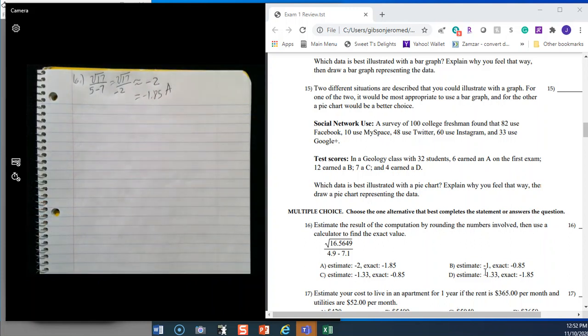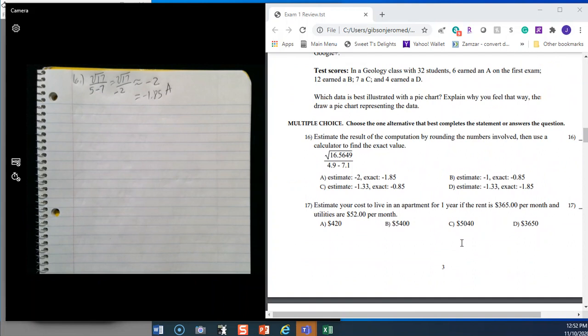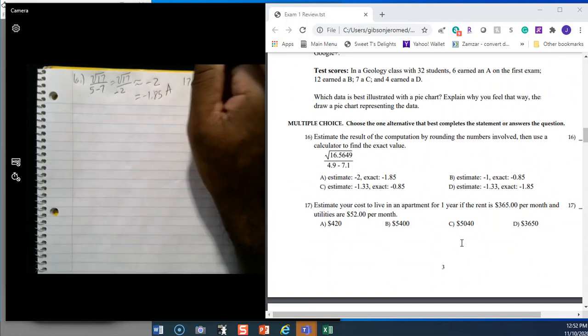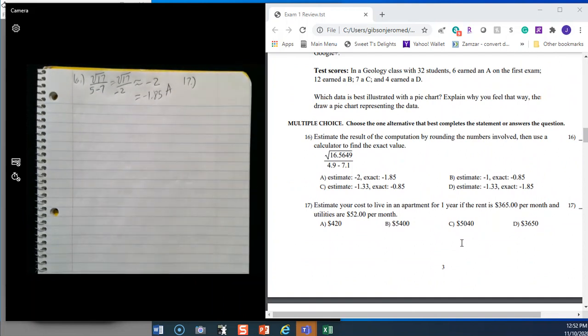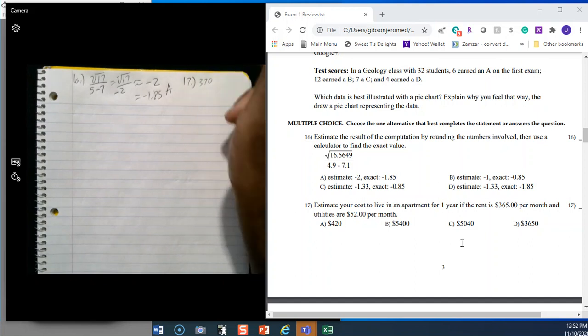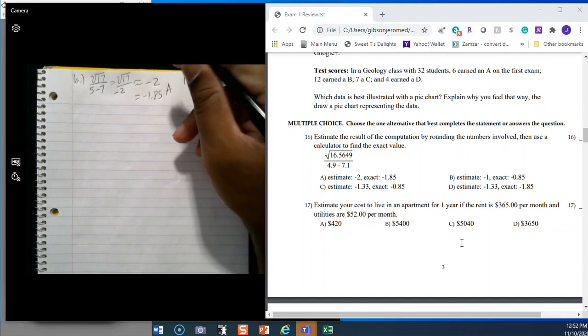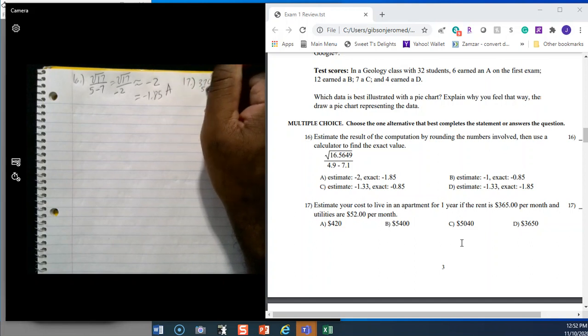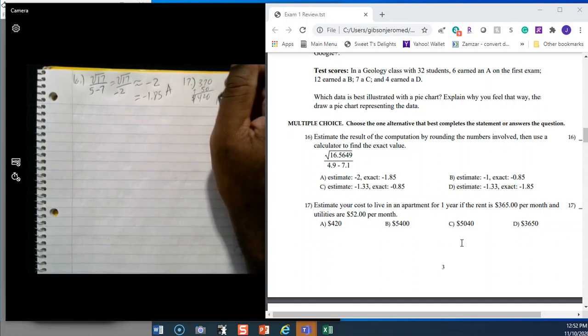All right. So now we go here to problem 17. It says, estimate your cost to live in an apartment for 1 year if the rent is $365 per month and utilities are $52 per month. Okay, so if we round this, we can make this 370. The 365 we can round to the tens place. That'll be 370. And the utilities we can round to 50. So that'll be about $420 a month. So we could say A.